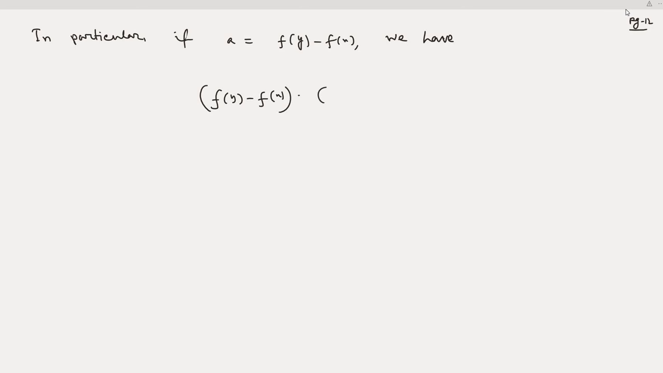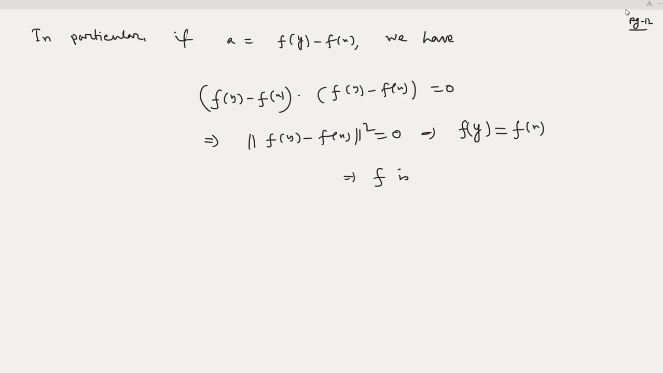So in particular, if a equals f(y) minus f(x), we have f(y) minus f(x) dot product with f(y) minus f(x) equal to 0. This implies the norm of f(y) minus f(x) squared is equal to 0, which implies f(y) minus f(x) equals 0, that is f(y) equals f(x). This implies f is a constant function on S. This completes the proof of theorem 3. So this is it, we stop here.